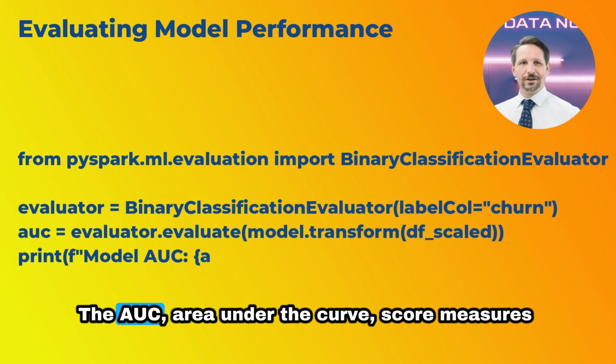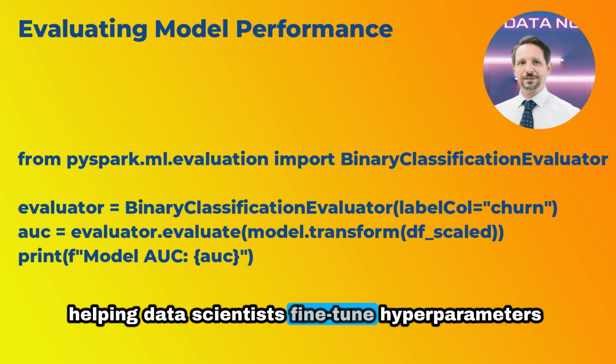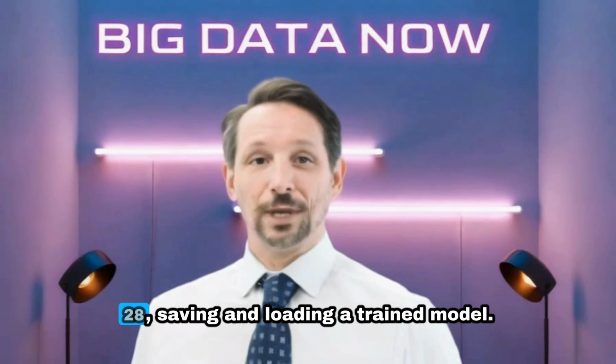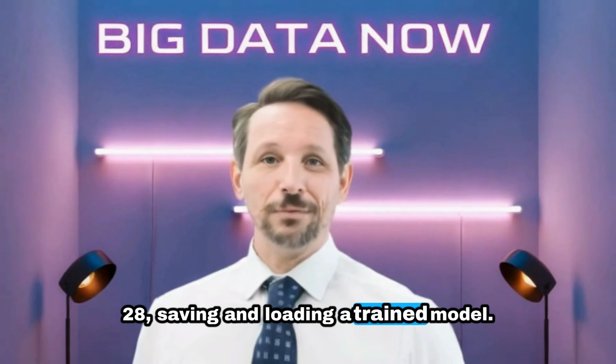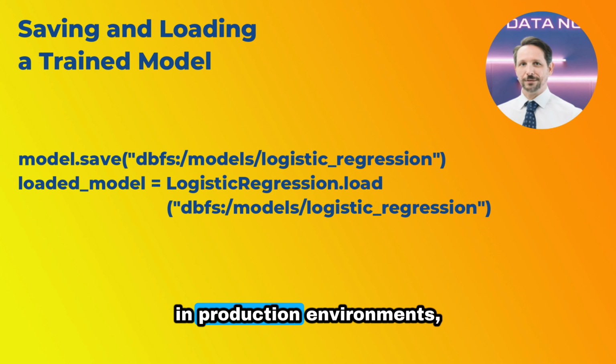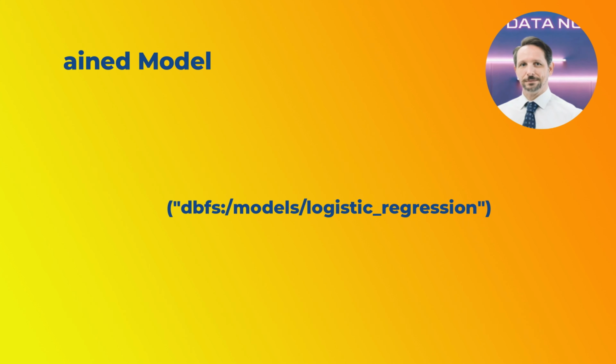27. Evaluating model performance. The AUC, area under the curve, score measures model performance, helping data scientists fine-tune hyperparameters and improve predictive accuracy. 28. Saving and loading a trained model. Saving models enables reusability and deployment in production environments, allowing for real-time predictions on incoming data streams.